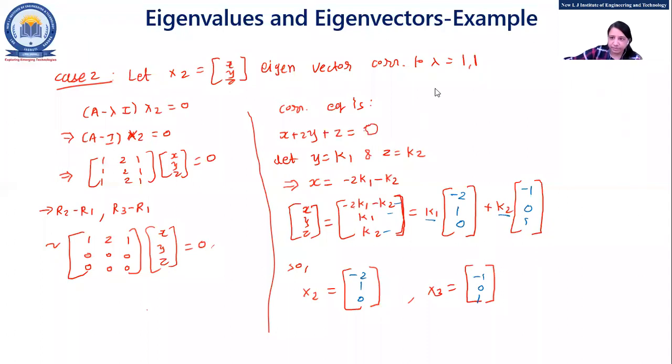So if the two rows are not 0, then we will get a particular value of x, y, and z. So then the two eigenvectors should be the same. Can we say that? Yes, you can. Okay, ma'am. But mostly you will get at least one of the rows 0. Okay, fine.